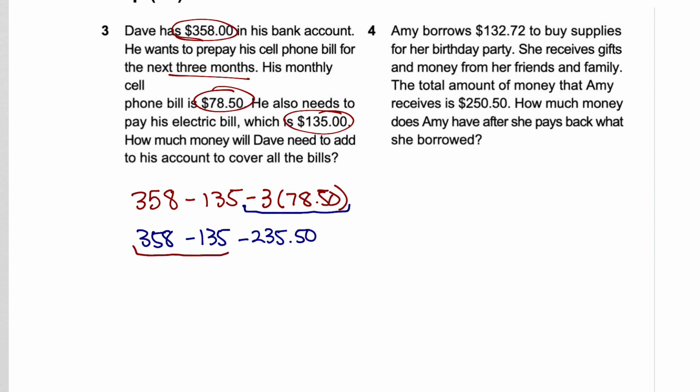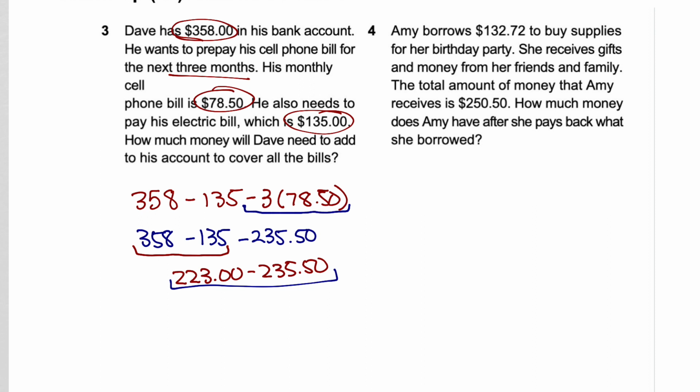What is 358 minus 135? 223. 223. Can someone verify that? Yep. So he has $223 left in his account, and he still wants to pay $235.50 toward that cell phone bill. So go ahead and let's subtract that and see if he has enough money or how much money he's going to be in the hole. $11.50. $11.50. Somebody double check that.